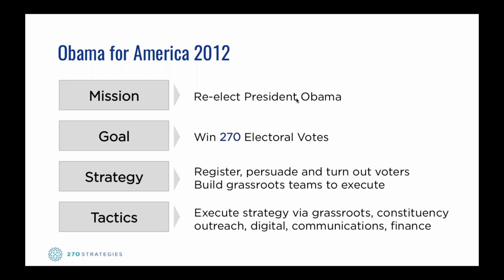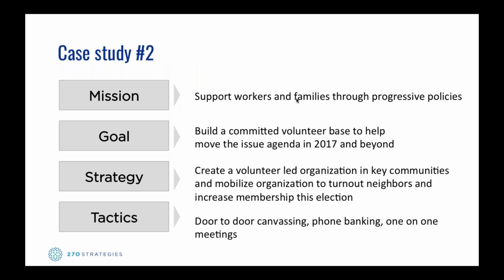So we'll use the case study from the 2012 Obama campaign and how we applied the strategic framework to that campaign. So the mission for the Obama for America 2012 campaign was to reelect President Obama. That was the ultimate thing that we wanted to see done, right? And then our goal was to win 270 electoral votes. In the U.S., by winning 270 electoral votes, we know that we've won the election. So we knew that if we met our goal of winning 270 electoral votes, we would meet success in our mission of reelecting President Obama.